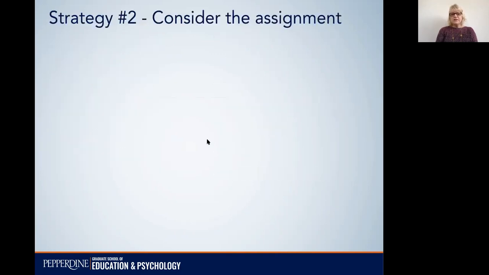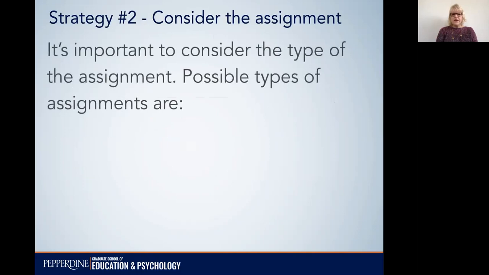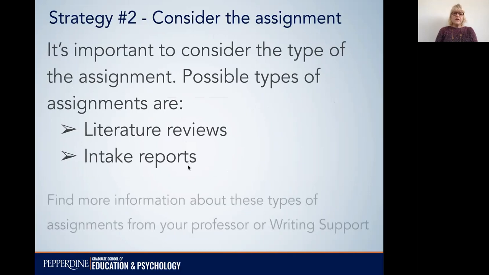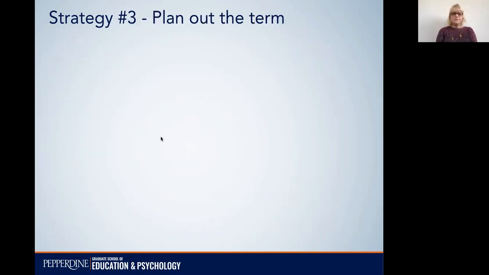The second strategy is to think about types of assignments. And I wanted to point out 2 particular types of assignments, which are literature reviews and intake reports. These are fairly common with the psychology students. And you might also see an annotated bibliography, which is before you would have that literature review assignment. So it might be that you have to consult with your professor or writing support in order to understand how these types of assignments may be different from other things you've written in the past.